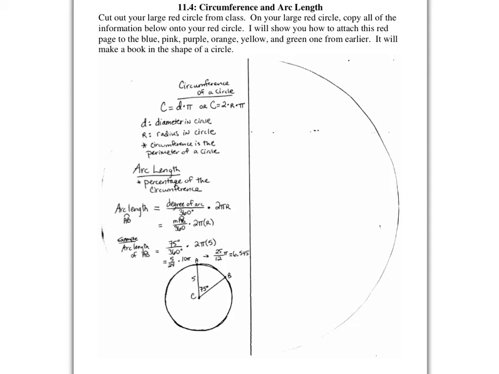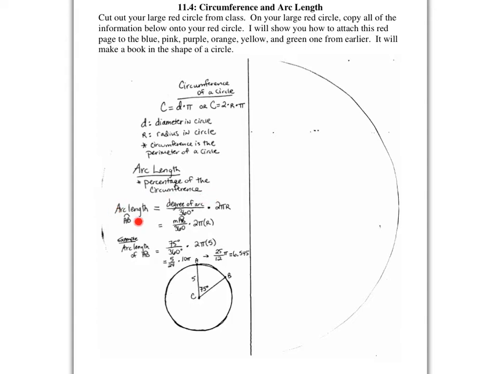In this video, we're going to talk about circumference and the arc length. So the arc length, when you look right here in your circle, when you're going to copy this down onto the red circle from class, the arc length is a certain length around the outside. So circumference is the distance all around the circle, but an arc length is only a portion of that. So it's a percentage of the circumference.